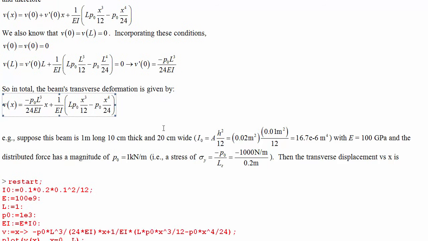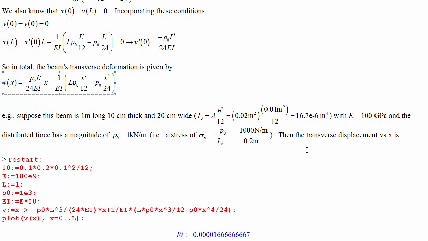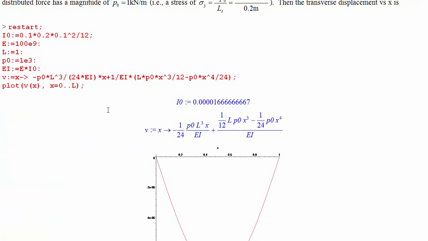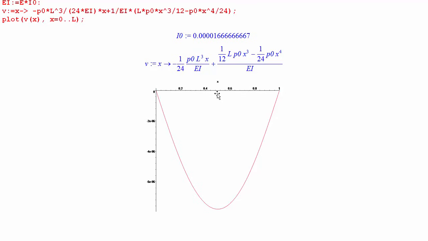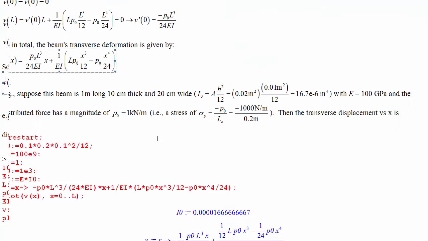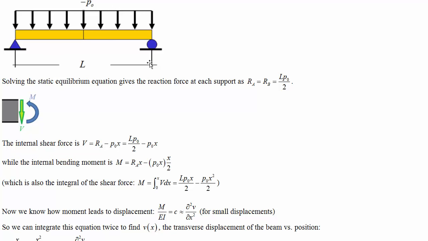Let's put some numbers to this. So suppose the beam is 1 meter long, 10 centimeters thick, and 20 centimeters wide, and E is 100 gigapascals, and the distributed force has a magnitude of 1 kilonewton per meter. Then the transverse displacement versus x is as plotted here, going down to about 7.5 at the halfway location along the beam. So we do have an angle at each of the edges because we're not fixing it to not have an angle. So you can picture if we put a distributed load here, probably the beam would bend like so.